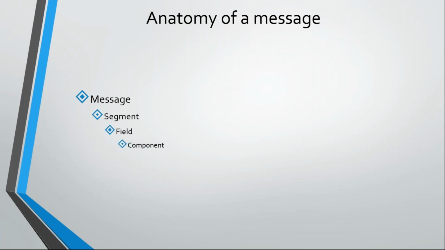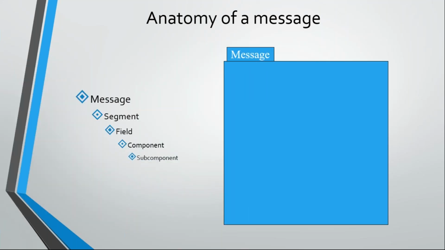These fields can be further divided into components. Components can be divided into subcomponents. For now, we need to understand up to components, so that once you understand the HL7 structure better, you don't need an explanation later to understand what a subcomponent is. So we'll quickly take a look at the architecture.